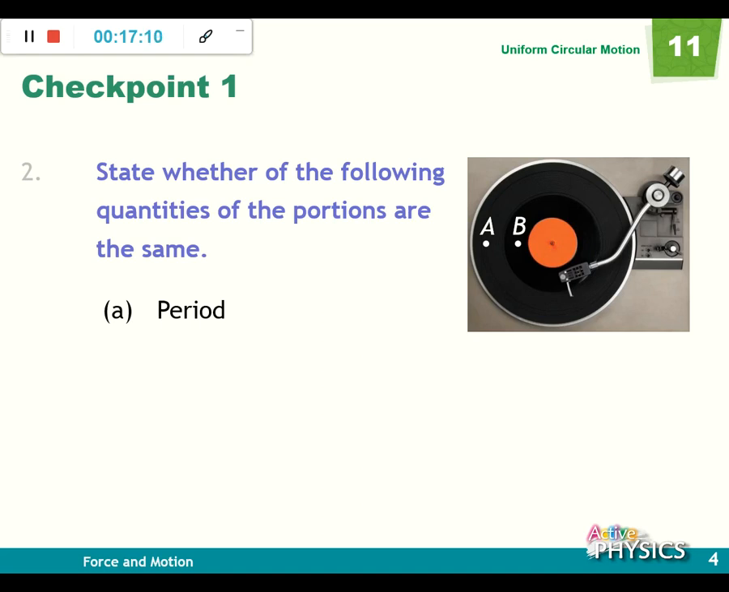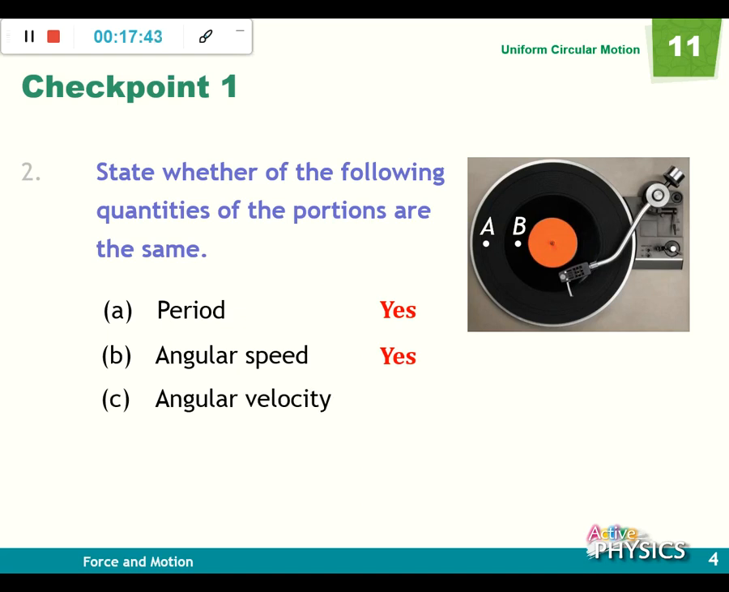Now what happened? Period. It means that A will move through one cycle, and then how about B? Move through one cycle. Are they the same period? Of course, yes. When you play spinning rides, okay, you should take the same time to complete one cycle. How about angular speed? Angular speed means omega. The time to turn one turn should be the same. Okay, A and B should have the same omega. How about angular velocity? Angular velocity is exactly the same as omega.